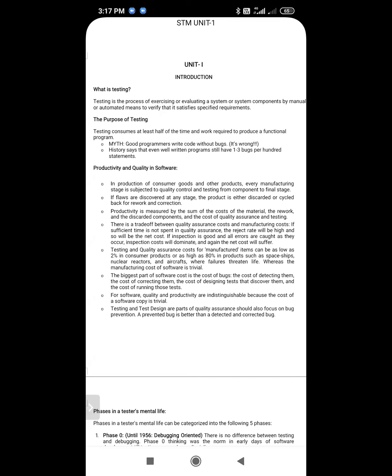Rework is nothing but you should work again on that project because you have a bug, isn't it? That means the cost is increasing, and according to the time also the cost is increasing. Here we have some points to reduce the bugs, or the cost of the software is increased or decreased by the bug. For example, the cost of detecting them. How much cost should we spend on detecting the bug?